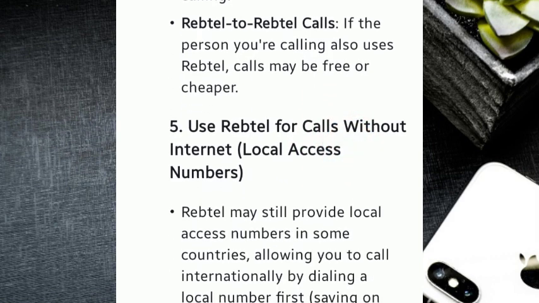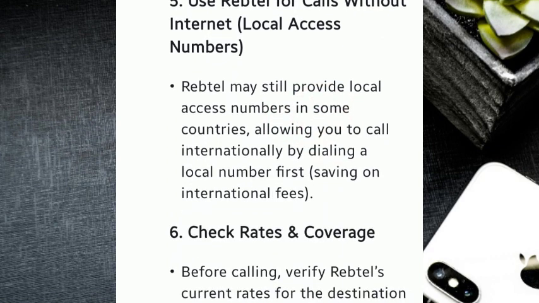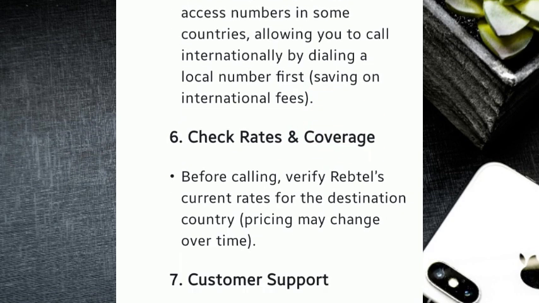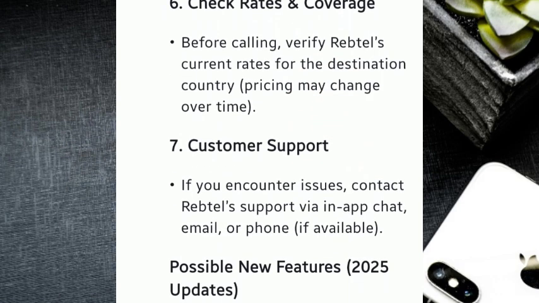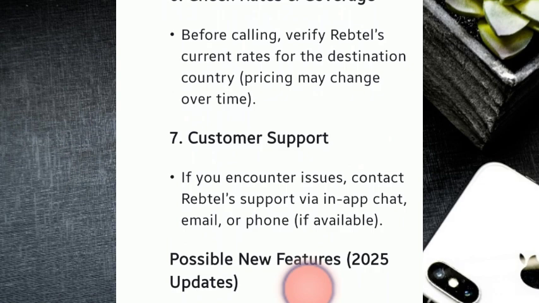You can also use Rebtel for calls without internet, called local access numbers. Rebtel may still provide local access numbers in some countries, allowing you to call internationally by dialing a local number first, saving you money on the international calls. You can also check rates and coverage. Before calling, please verify Rebtel's current rates for the destination country, because pricing changes over time. If you encounter any issues, you can contact Rebtel's support via in-app chat, email, or phone if it's available.